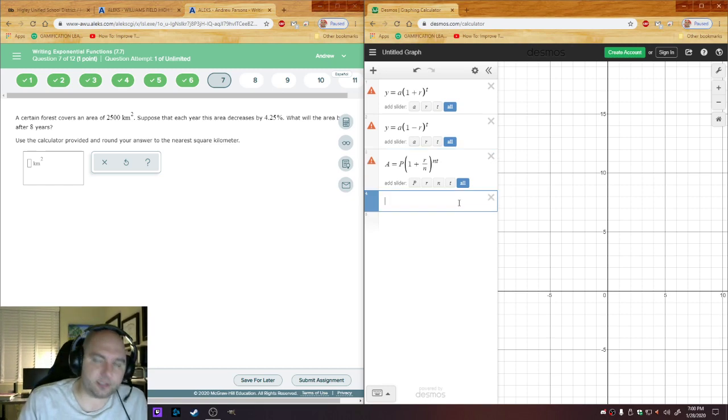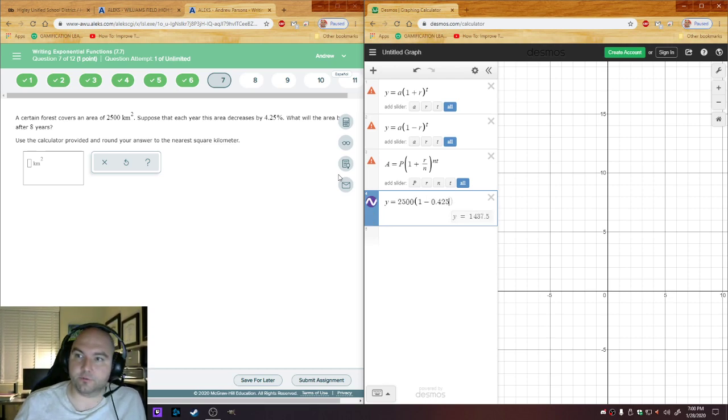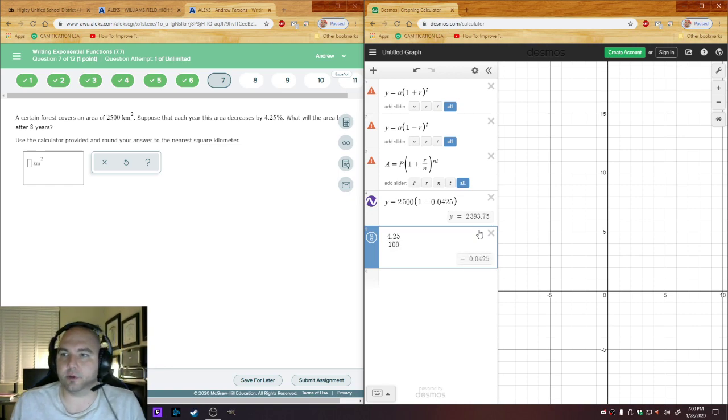Now, the good news about this is when you make the equation here, I can type 2,500. That's the starting amount. Now, it says the area decreases, so I'll be doing 1 minus 0.425, because that's, wait a second, don't put 0.425. That'd be 42.5%. There we go. That's 4.25%. And again, if that was something you were iffy on, just divide it by 100 so you can see what to put on there.